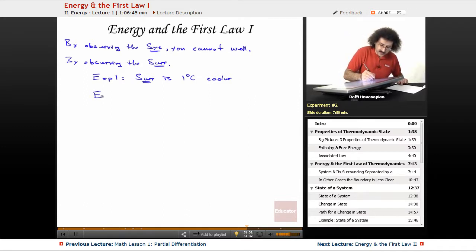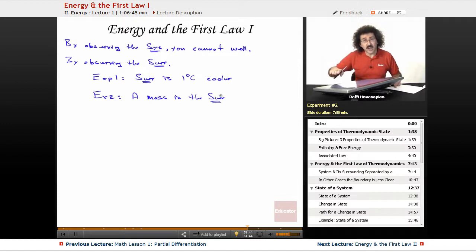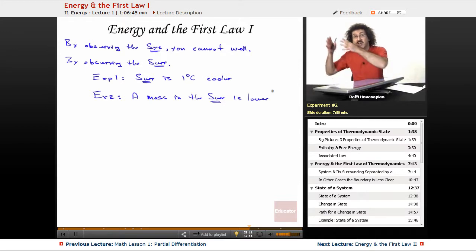In experiment 2, a mass in the surroundings is lower. You can see it with your own eyes. You look and you see that the mass is actually lower than it was before. Because you're observing it in the surroundings, if a mass is lower, that means work has been done. And since the mass is lower, that means work has been done on the system. Work has flowed from the surroundings to the system. That's how you can tell.